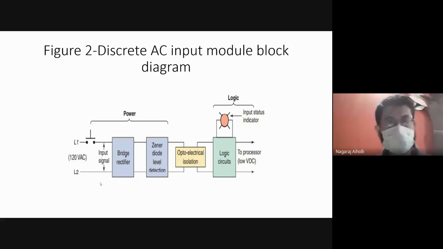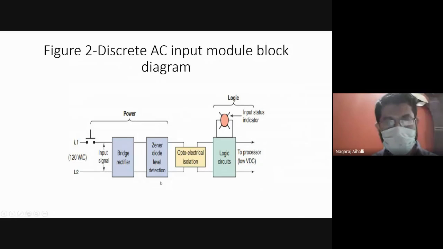But the rectifier we are using here is the bridge rectifier. For a bridge rectifier, we require four diodes arranged in the form of a bridge. I'll show you in the next circuit how it is in the form of a bridge. Such a circuit is called a bridge type rectifier. From the bridge rectifier, the AC signal is converted into DC and arrives at the Zener diode level detection. Here there are mainly two blocks, students: one is the power section, another one is the logic section. This is the power section we are explaining now. Next is the Zener diode level detection.